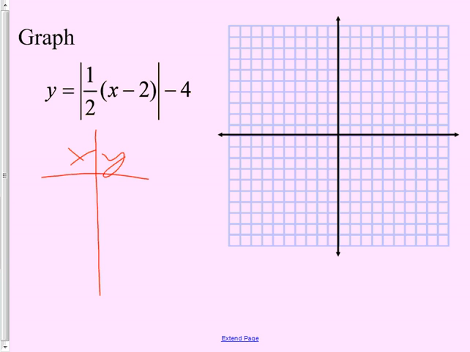Like, what's an awesome number to plug into this one? It'll make everything go away almost. A 2. You see why? Because if I put a 2 in there, 2 minus 2 is 0, half of 0 is 0, and then it's minus 4. 2 comma negative 4 is on my graph.